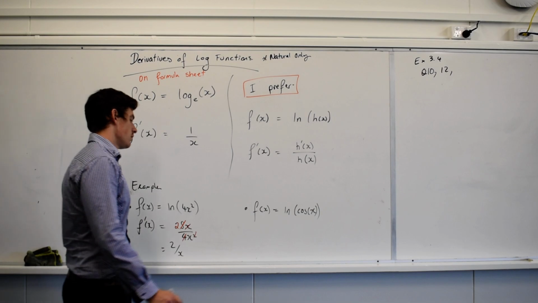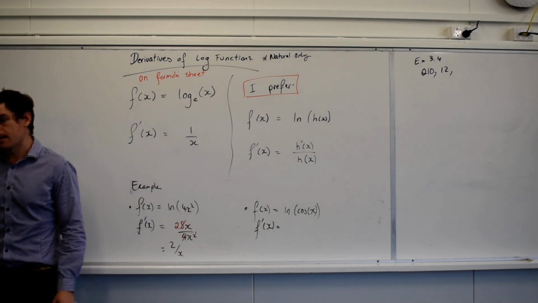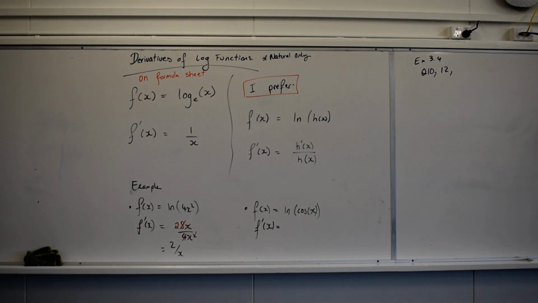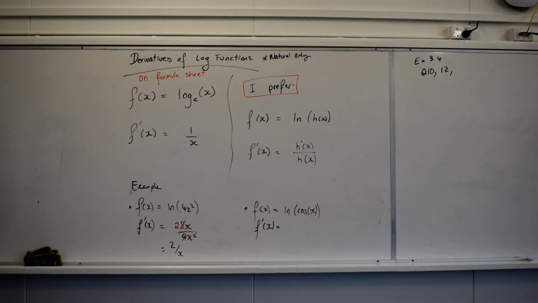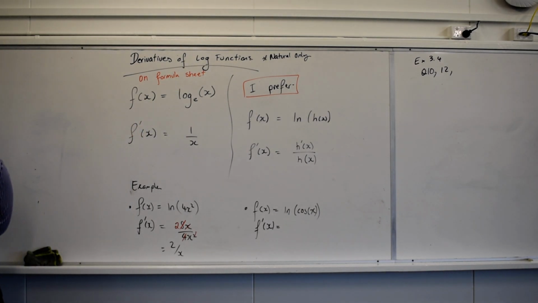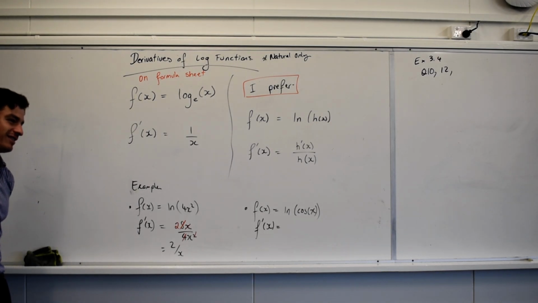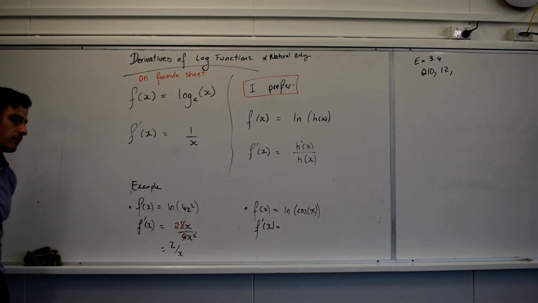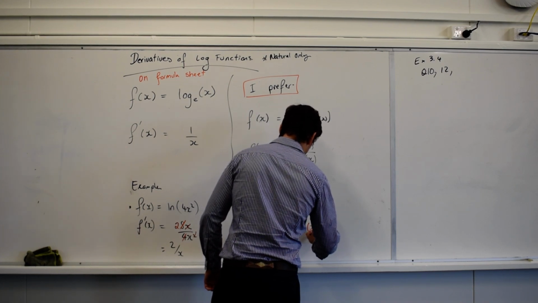Another example. I'll let you guys have a crack at this one first. I want you to write down what you think the answer is for that. I'll give you 10 seconds. I'm going to ask people. Write down what you think the answer is to that. The original function is ln or log base e cos of x. What is my derivative function? Thank you, Amber. It is sine. Sine x over cos x.